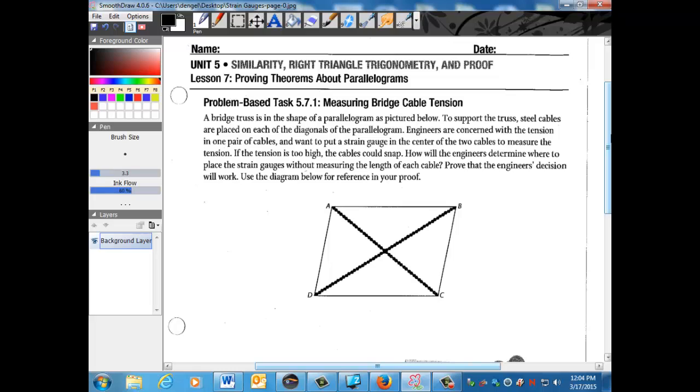The first thing that we should do when we read this is underline or highlight keywords that we think are important in solving this problem. As I read this first sentence, it says a bridge truss is in the shape of a parallelogram as pictured below. Now, we may not know what a bridge truss is. In fact, I'm not really sure what it is. But one thing I do know is that we are told the shape is a parallelogram. Now, that's huge, because now we know that all of the rules of a parallelogram exist here.